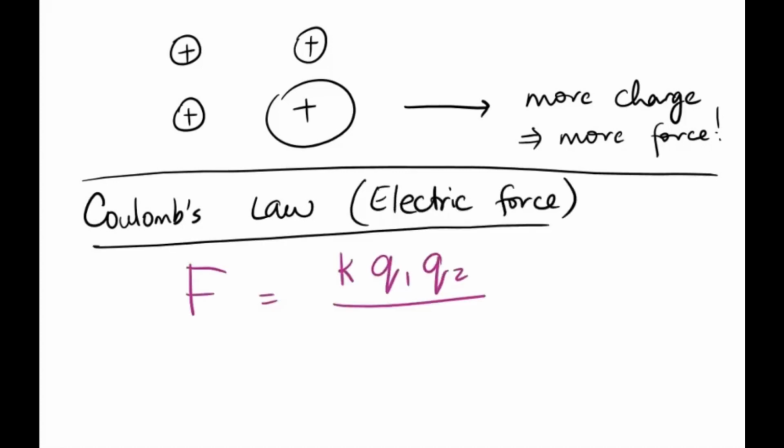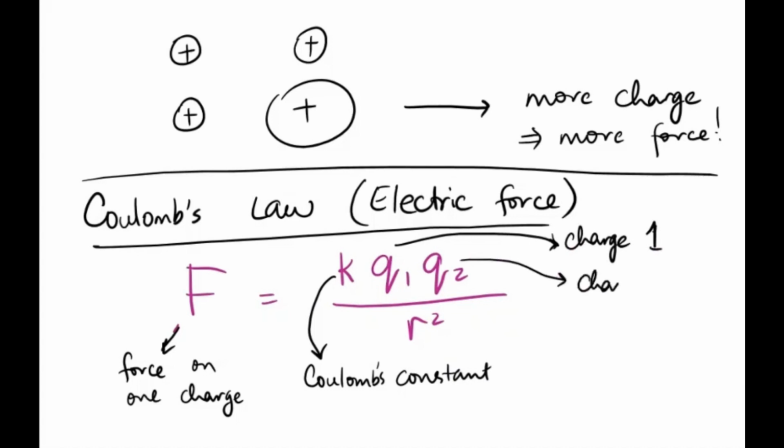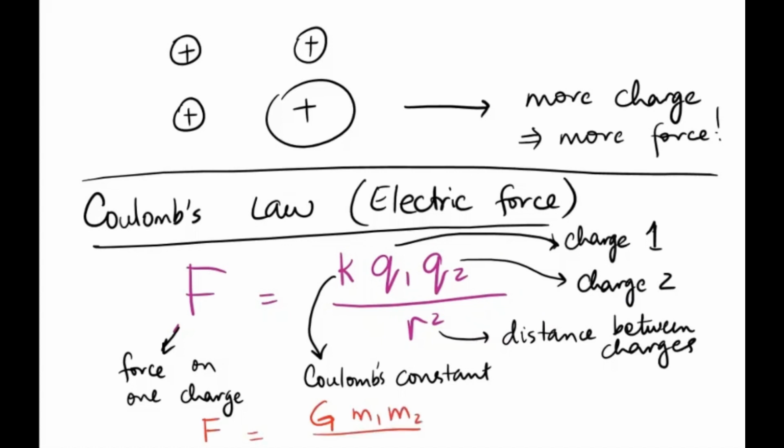So let me write down the equation, and then we'll talk about each variable and what it stands for. F is the force on one charge. K is Coulomb's constant. Q1 and Q2 are the amount of charge 1 and charge 2. And R is the distance between charge 1 and charge 2. If you remember, this equation looks similar to what we have just covered about the gravitational law. So let me write the gravitational law, and you will see how similar they are.